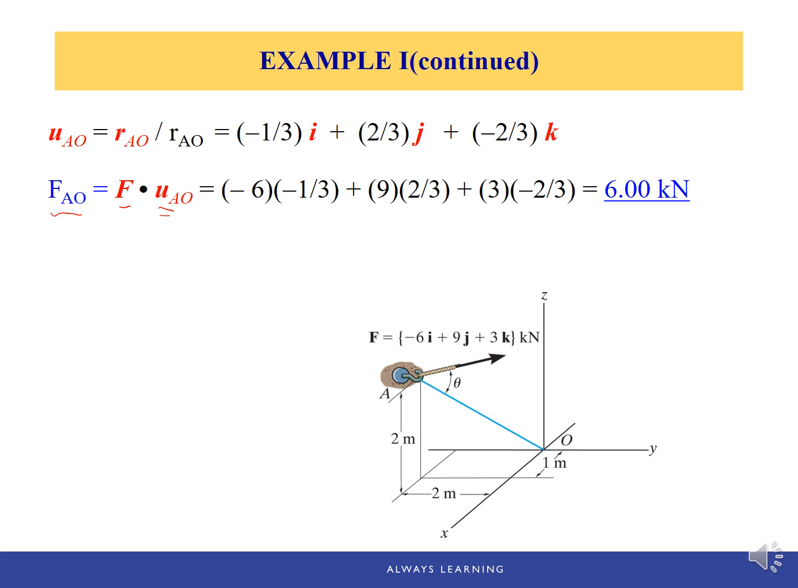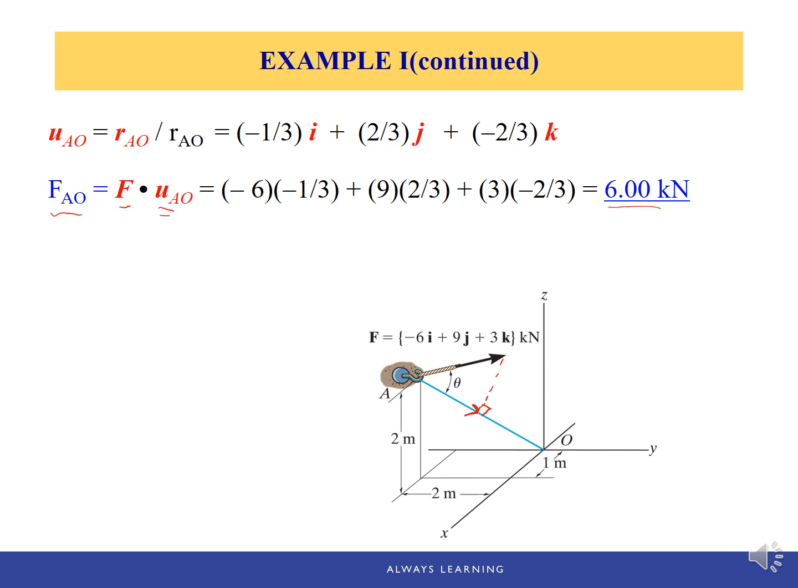And the dot product, again, keep in mind, will give us a scalar value. So your value will just be a number, 6 kilonewton. That means the magnitude of the component in the AO direction of this force F is 6 kilonewton.